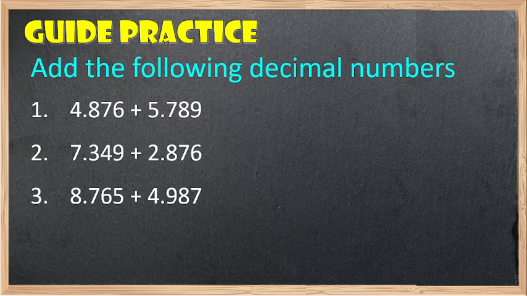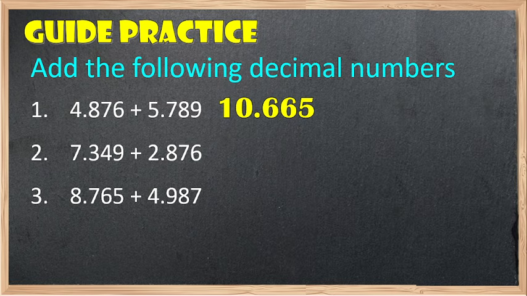Number 1, we have 4 and 876 thousandths plus 5 and 789 thousandths. For number 2, we have 7 and 349 thousandths plus 2 and 876 thousandths. And number 3, we have 8 and 765 thousandths plus 4 and 987 thousandths. Okay? That's it. So, let's reveal the answer.